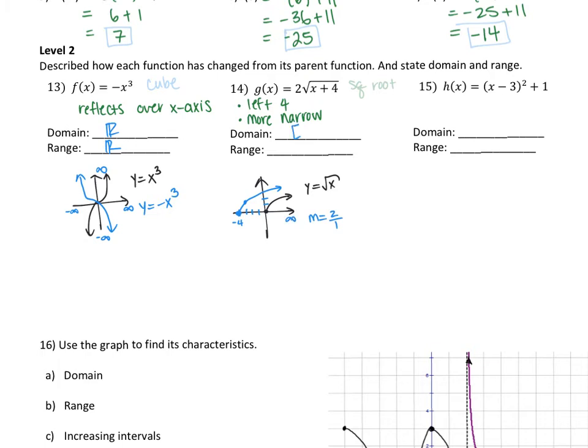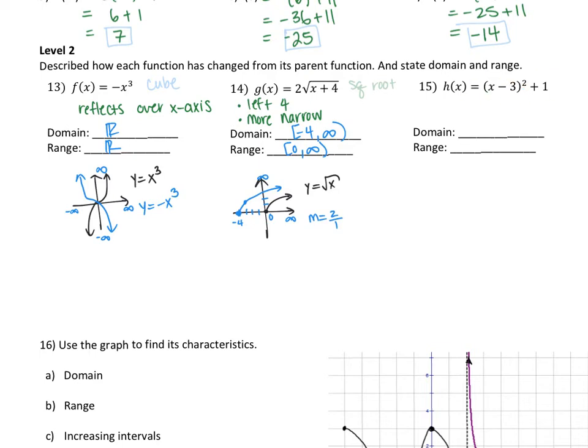So the domain's negative 4 to infinity, and I need a bracket at the negative 4 because it does touch it at negative 4. As for the range, notice that the range is still the same as the original graph. It starts at y equals 0, this baseline here, the x-axis, and it is shooting upwards, so it's going to positive infinity, so 0 to infinity, and also you want a bracket on the 0 because it is touching it at y equals 0, and that's it.